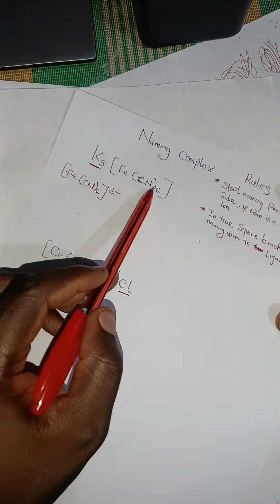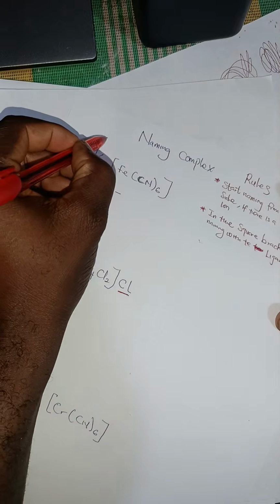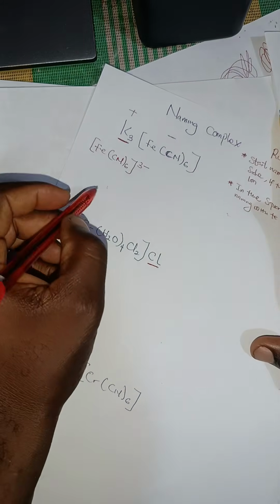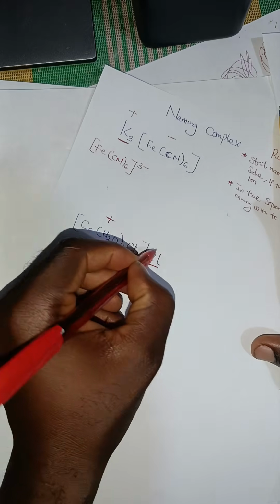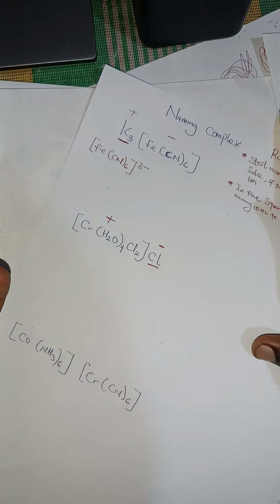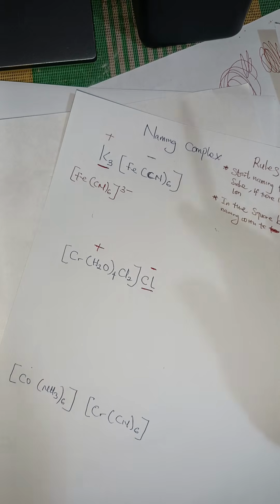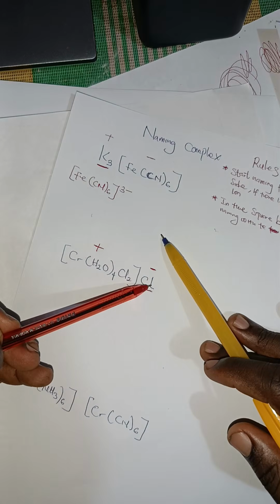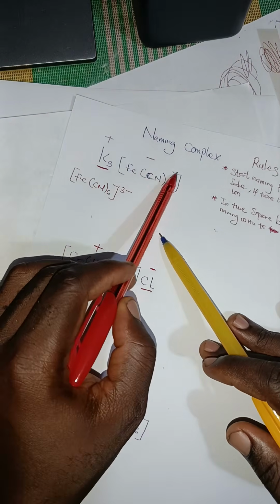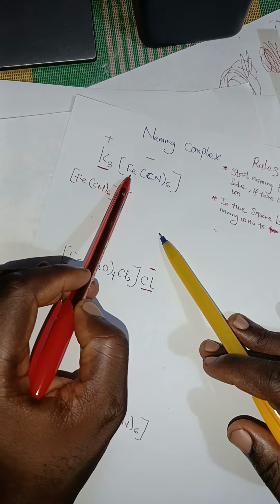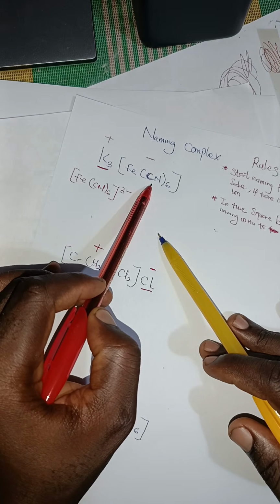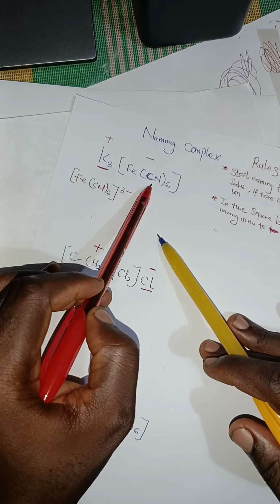But in case you have a counter ion, that means all of this place is positive and all of this place is negative. So don't forget, I've given you some clue about them. These are counter ions. Then inside the square brackets, we have our transition metals, which is positive, and our ligands, which can be negative or neutral.